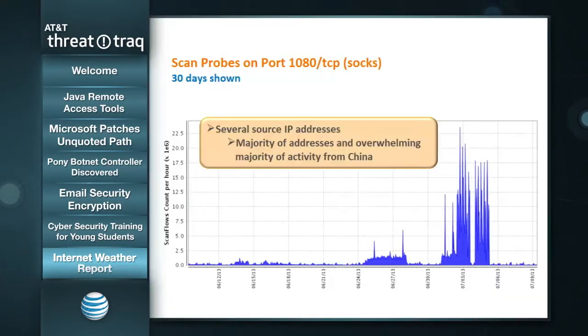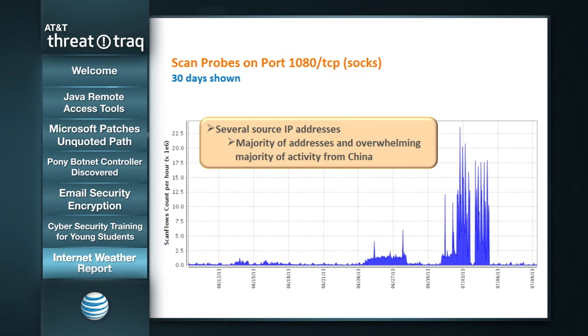Next item is one that we reported last week, and when we reported it last week, it was somewhat on the tail end of the activity. This is scan probes on port 1080 TCP. We talked about it, as I said. It's associated with SOCKS, basically a gateway capability. There are several source IPs doing this scanning activity. The majority of addresses and the overwhelming majority of the activity is from China.